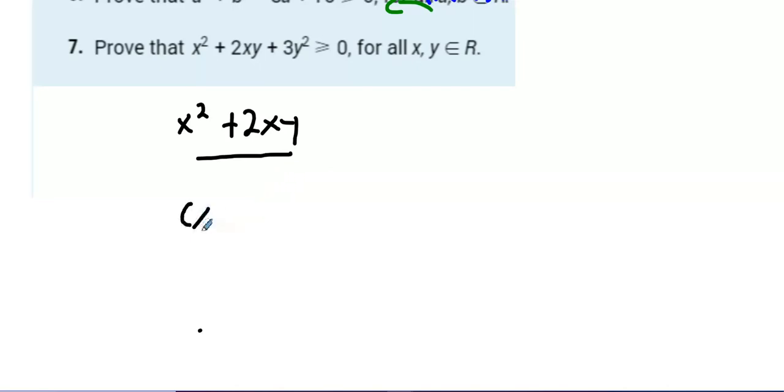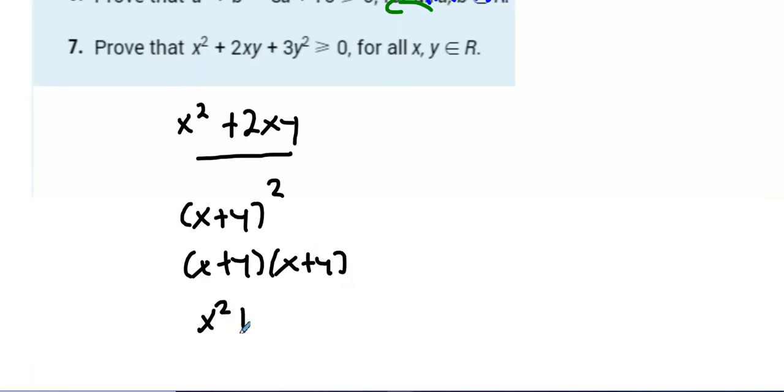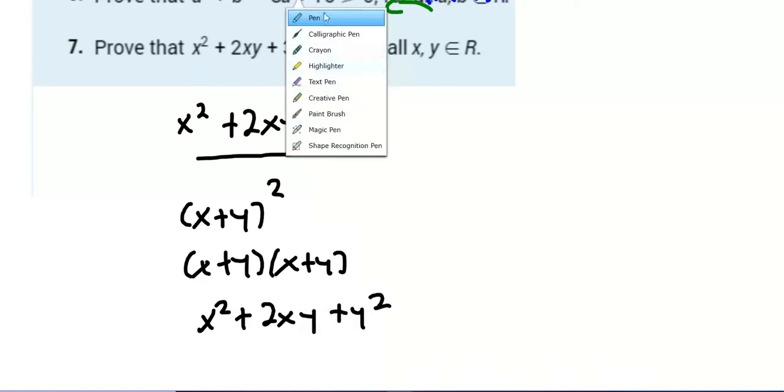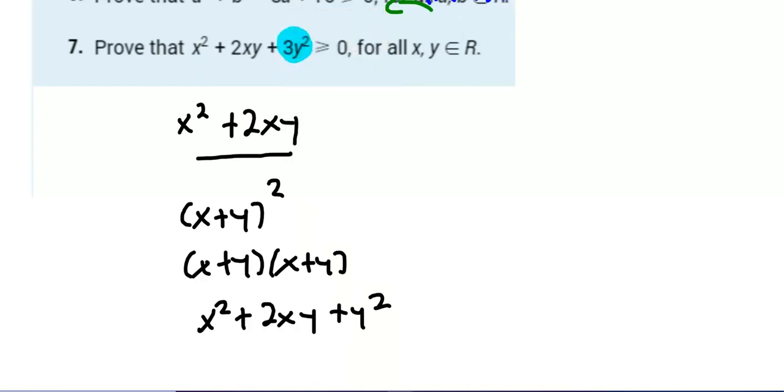Now, imagine what x plus y squared would look like. What does x plus y squared look like? X plus y times x plus y, doesn't it? And it turns into x squared plus 2xy. Okay, stop there. You don't have y squared. What do you have? You have 3y squared. So what am I missing out on? Well, I'm missing 2y squared, haven't I? Would you agree with that?